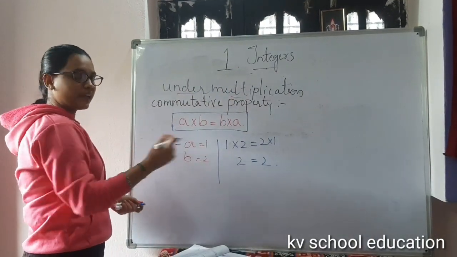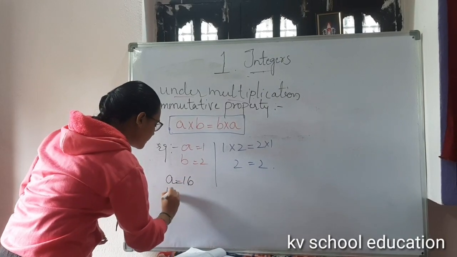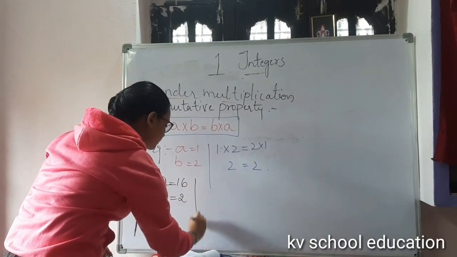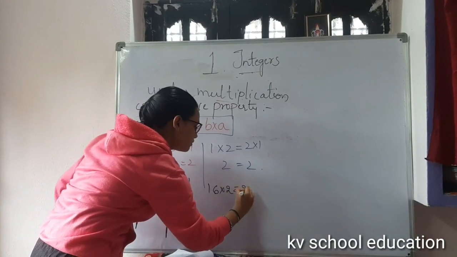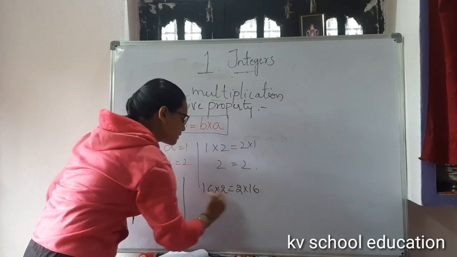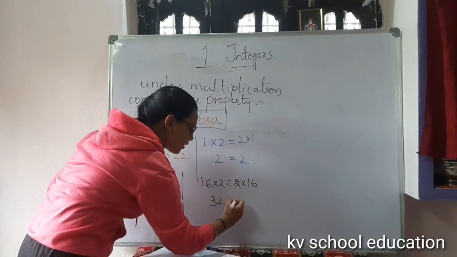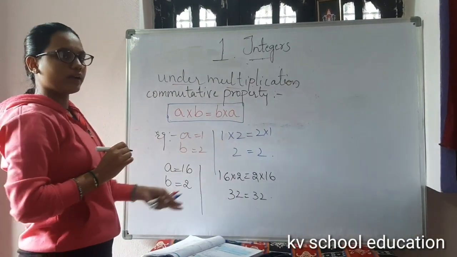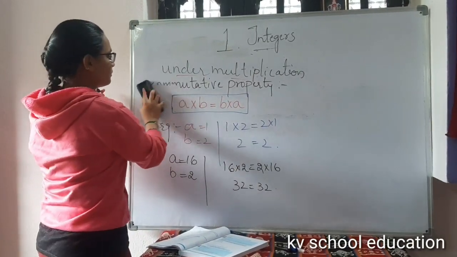So now we will take another example. A is equal to 16, B is equal to 2. Now see, 16 into 2 is equal to 2 into 16. 16 2s are 32 and 2 16s are also 32. If you have any doubt, you can check. Okay, this is the rule. Now the associative property under addition.